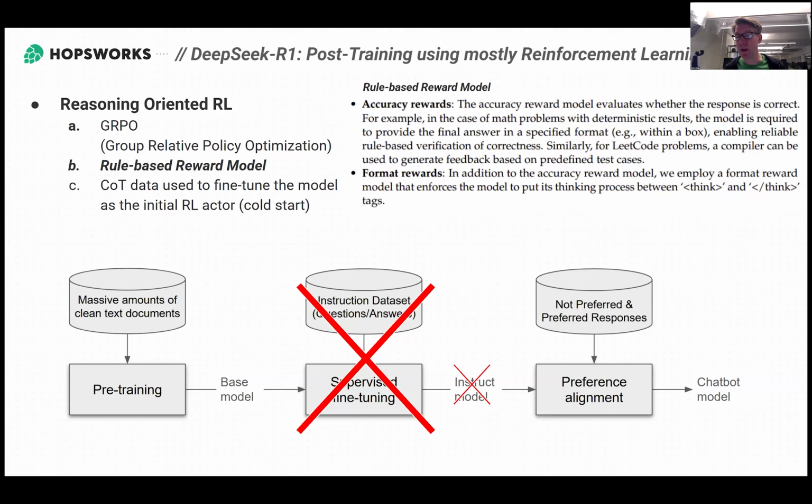So you can generate a lot of the training data sets for this reinforcement learning phase through what's called a rule-based reward model. So it's not going to be using a neural network to estimate the reward model. It's going to be using accuracy rewards and format rewards. There is something called the group relative policy optimization algorithm that's used. And then there is also this cold start fine-tuning phase that they've added to initialize the reinforcement learning actor. So that's the first innovation.